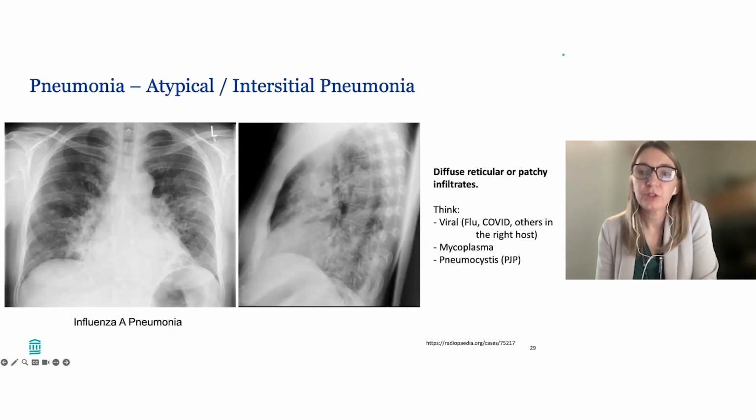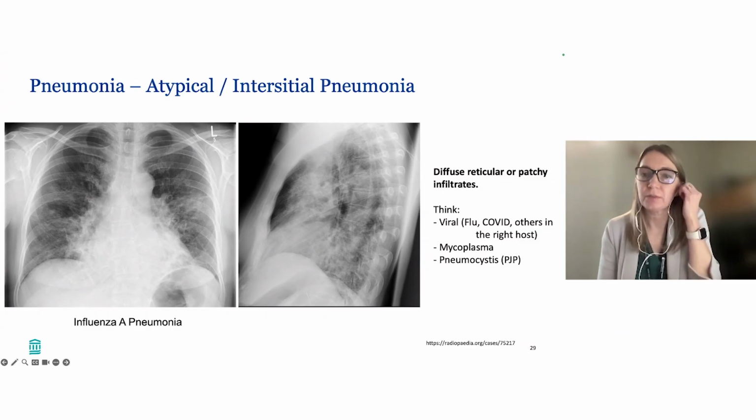Atypical or interstitial pneumonia presents on chest x-ray as more diffuse infiltrates, generally without dense consolidations. Instead, you see diffuse reticular or patchy infiltrates. When you see this finding with the appropriate clinical symptoms, think about viral etiologies, including flu, COVID, or other viruses in the right host. This particular chest x-ray is from a patient with influenza A pneumonia.